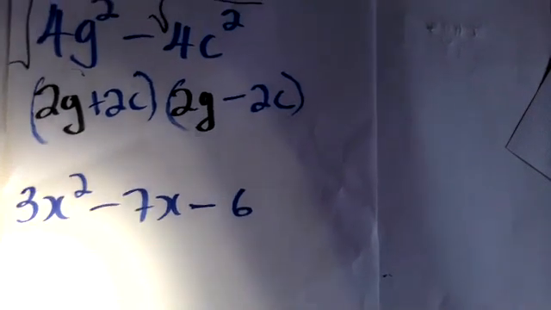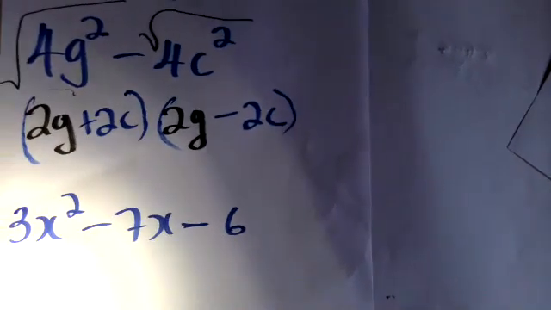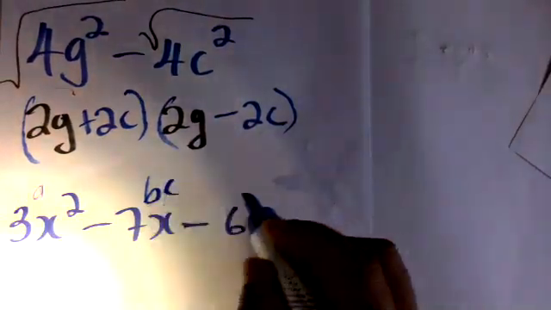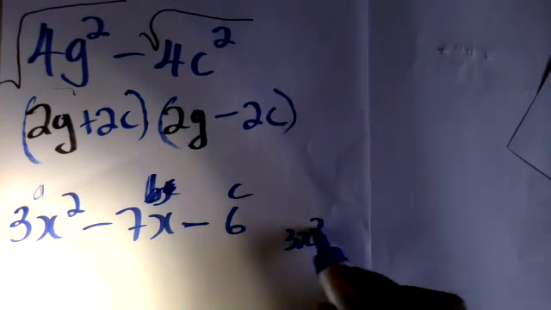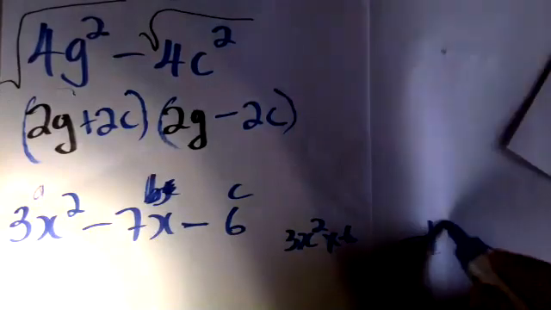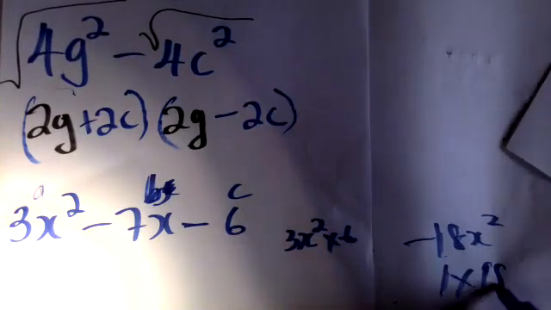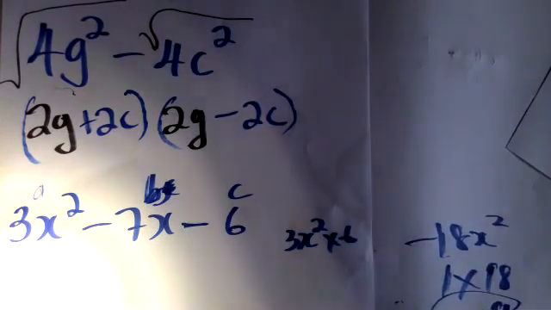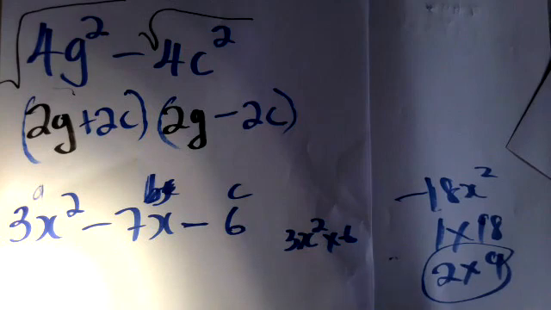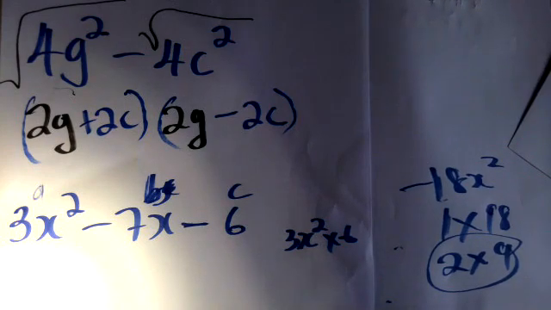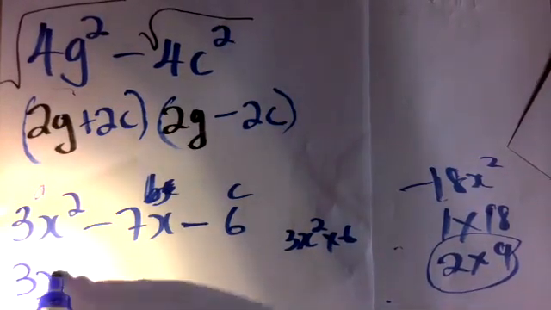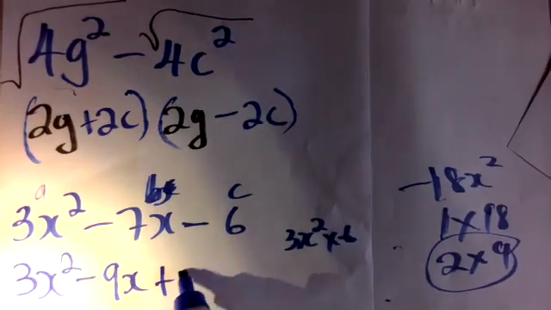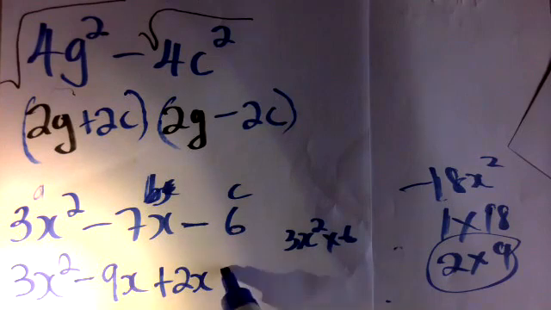All right, so let's look at this one now. 3x squared minus 7x minus 6. So first we deal with ABC. Everyone should know that. So it will be 3x squared times negative 6. That gives us negative 18x squared. So 1 times 18, 2 times 9. So already we can see 2 times 9, right? But which one must be negative? One of them must be negative because we get negative 7x. Must be the bigger one, right? Which is 9. So we say 3x squared minus 9x plus 2x minus 6.